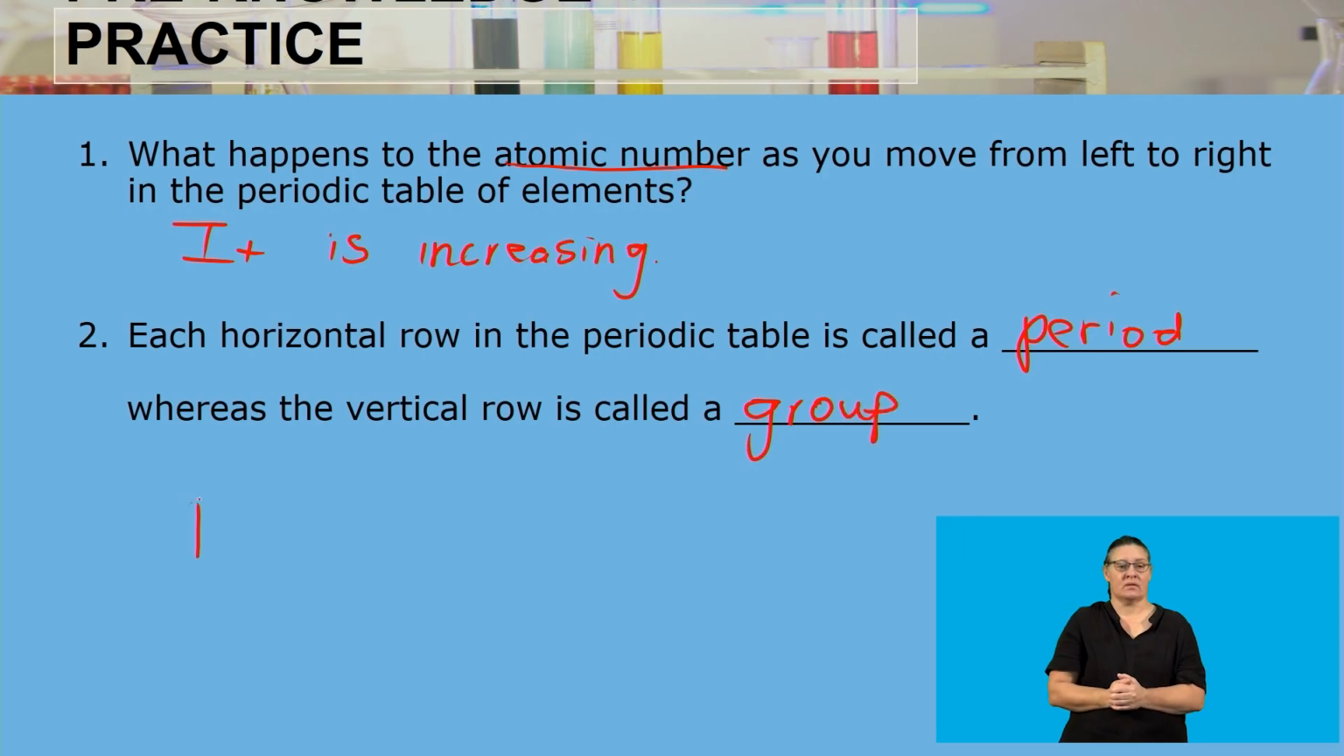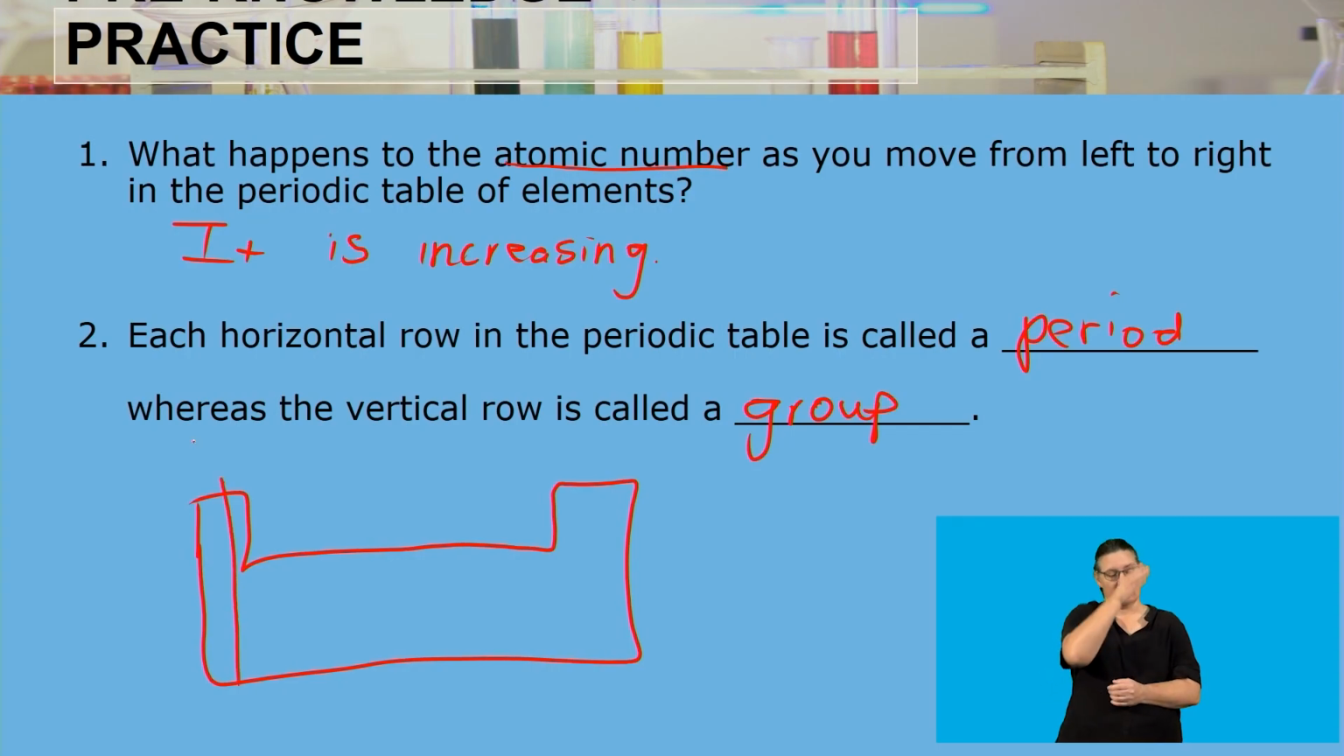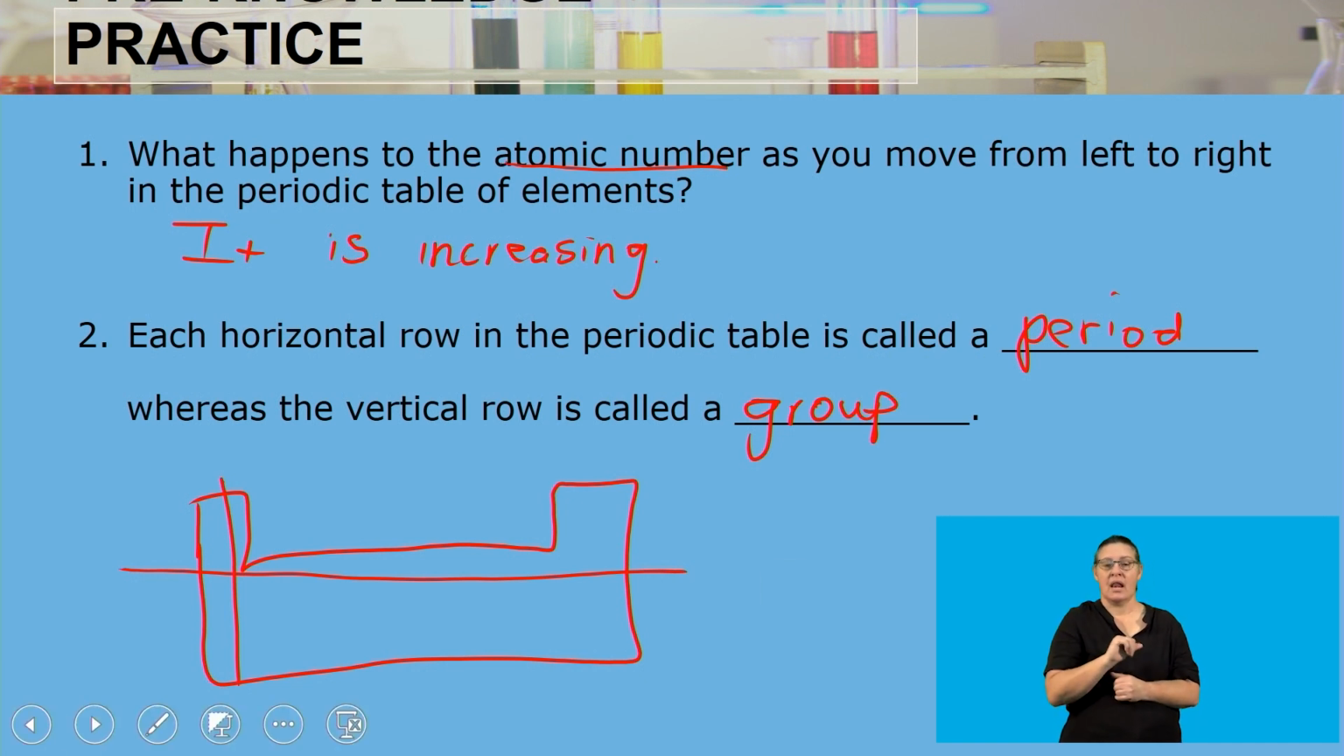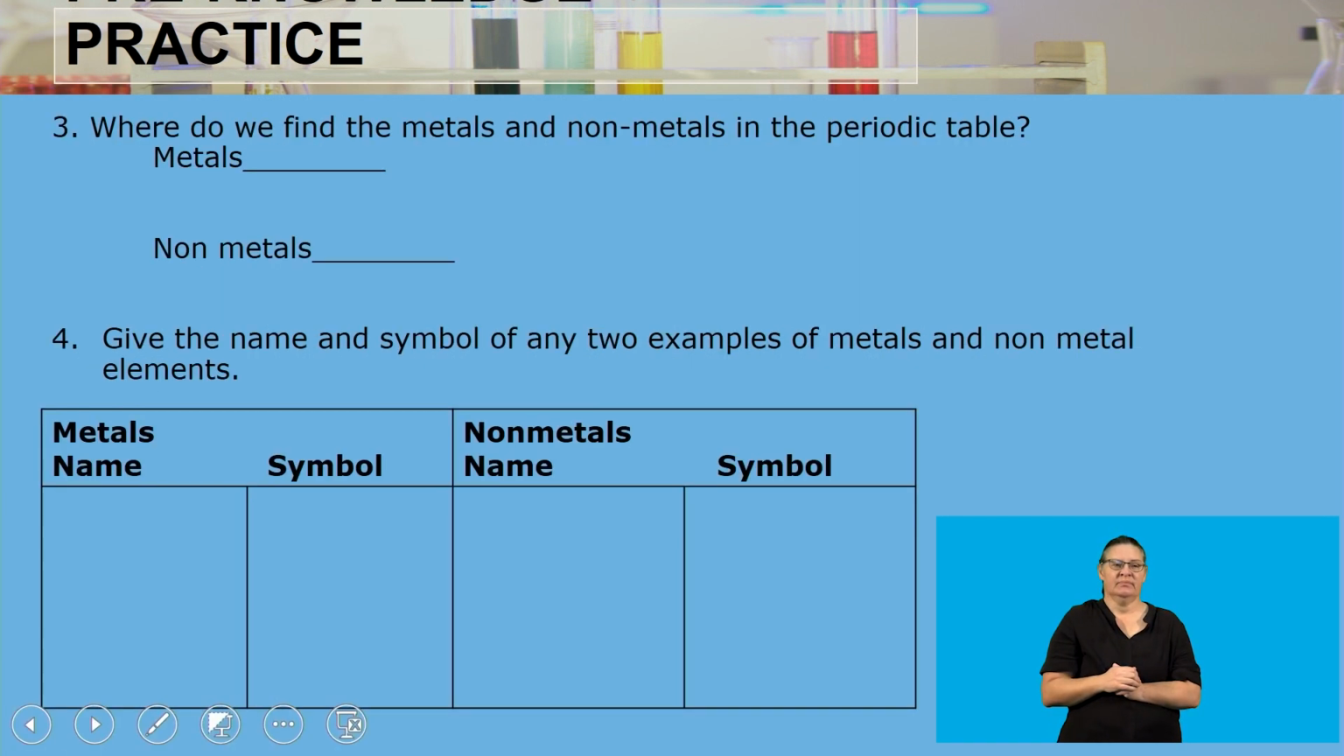So our periodic table, these are going to be groups vertically, and then as you're moving across, those are going to be our periods. Now, moving on to our next question. Where do you find the metals and nonmetals in the periodic table? Again, picturing the periodic table arranged in periods horizontally and then groups vertically.